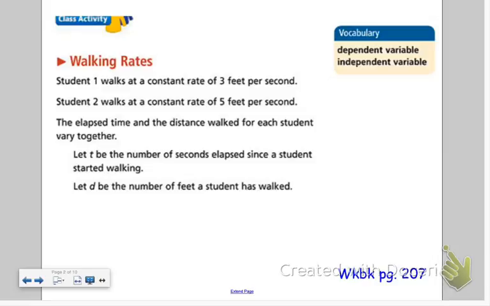So in this case, we're going to continue to talk about two quantities that vary together, and these two quantities are going to deal with constant speed. We're going to use the variables t and d. T is going to be the number of seconds elapsed since the student started walking, and d is going to be the number of feet that the student has walked. So again, if you remember, we use our variables and we always include units of measure. So t is for time in seconds, d is for distance in feet.